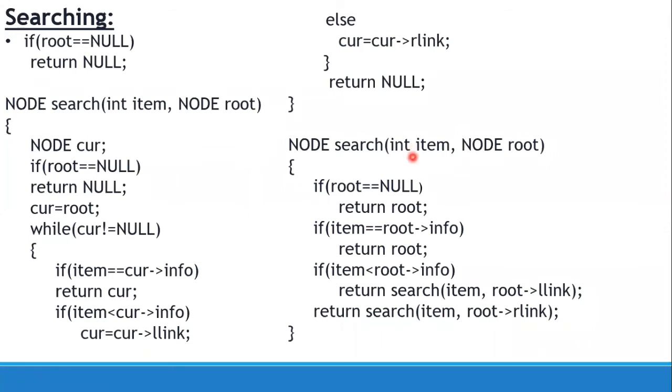If we want to search for an item in a binary search tree using a recursive function, then this is the C program. If root equals null, we return root. That means item not found. If item equals root of info, return root. Here the item is found. If we want to search recursively on the left side, then this is an if condition, returns search of item comma root of llink. Otherwise, we are searching recursively on the right side.